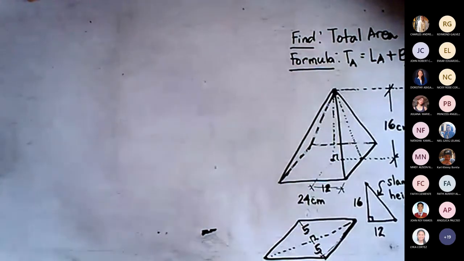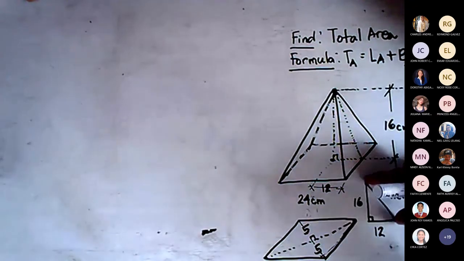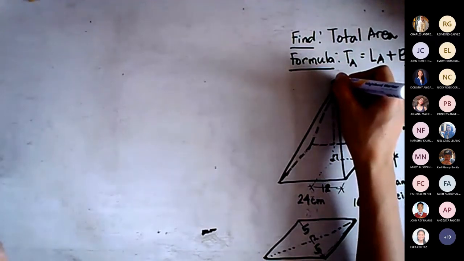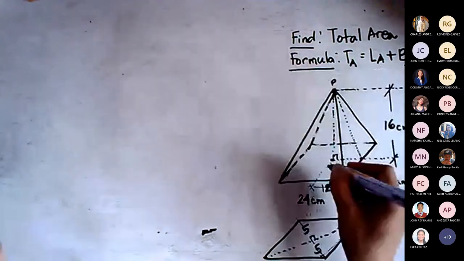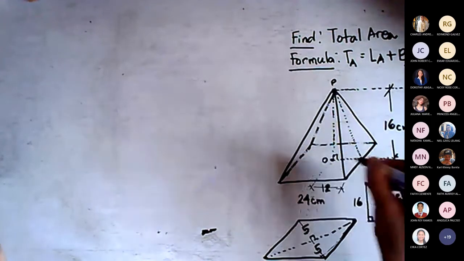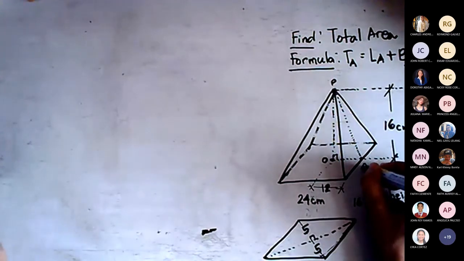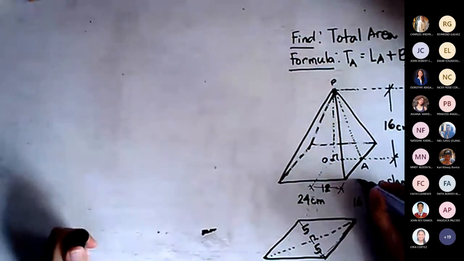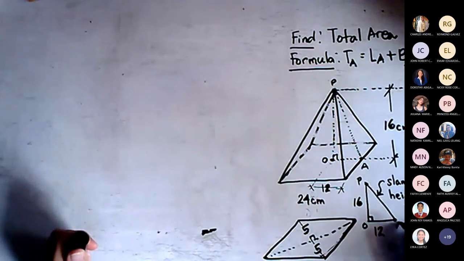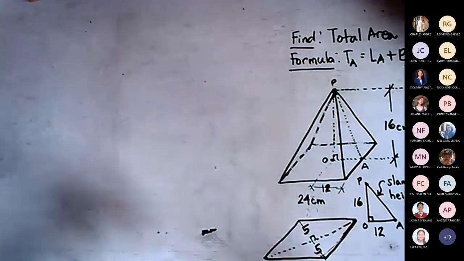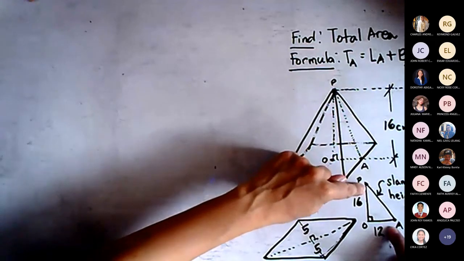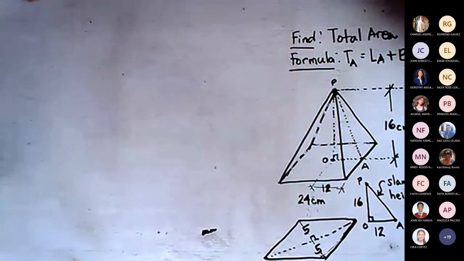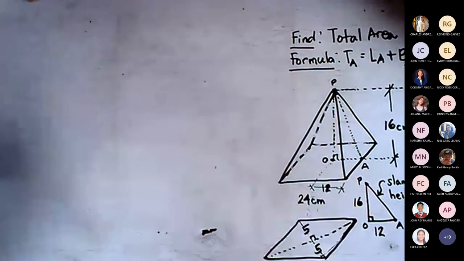So let us solve first for the slant height. Let's say this is point P, this is point O, and this is point A. If that is the case, then in this triangle POA, we can determine the slant height, which is basically the distance or the line segment AP. Okay. So line segment AP is this slant height.